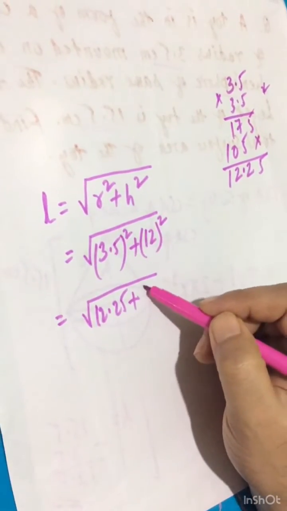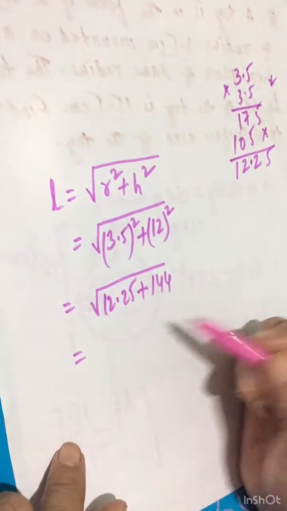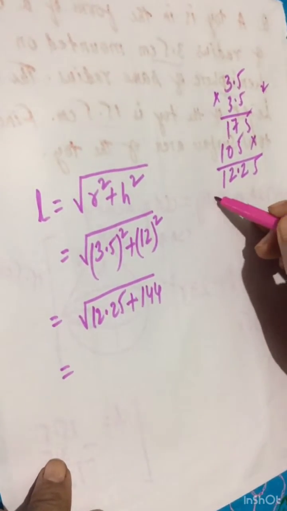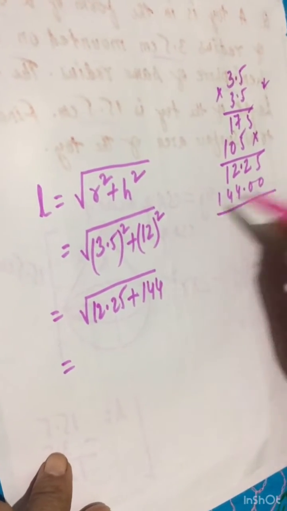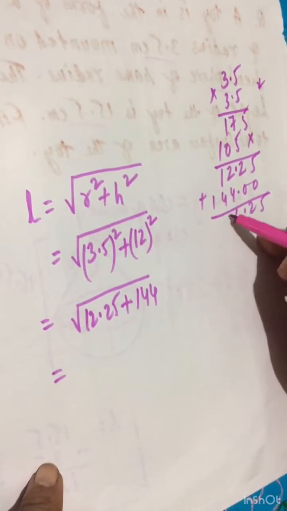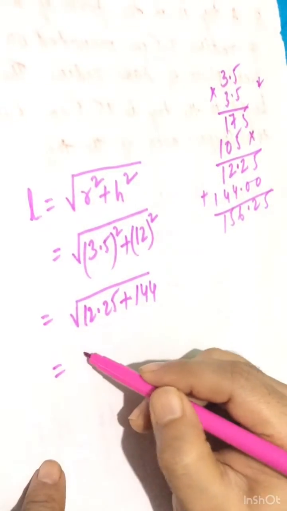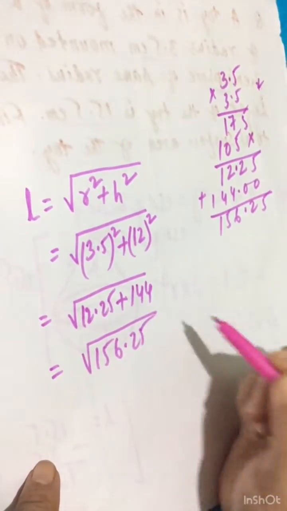12 12s we know is 144. When we add this one, 144.00 plus 12.25, so we are getting here 156.25.